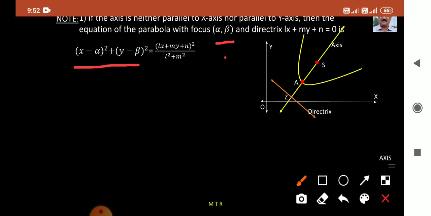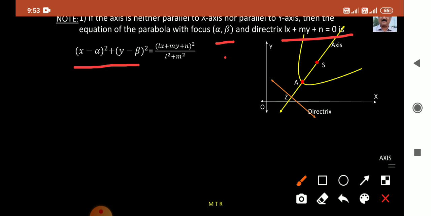PM is the perpendicular distance from P(x1, y1) to the directrix Lx + My + n = 0. So PM = (Lx + My + n) / √(L² + M²). So PM² = (Lx + My + n)² / (L² + M²). This is the equation of the parabola with the focus (α, β) and the directrix Lx + My + n = 0.